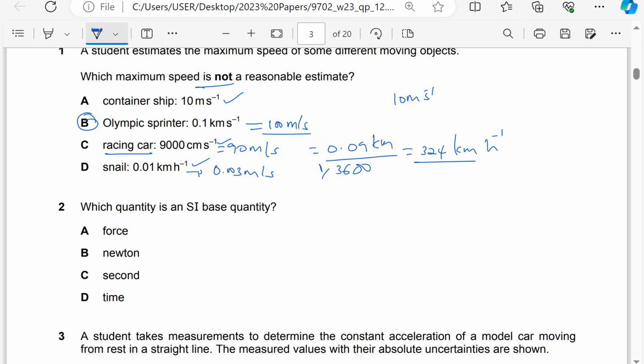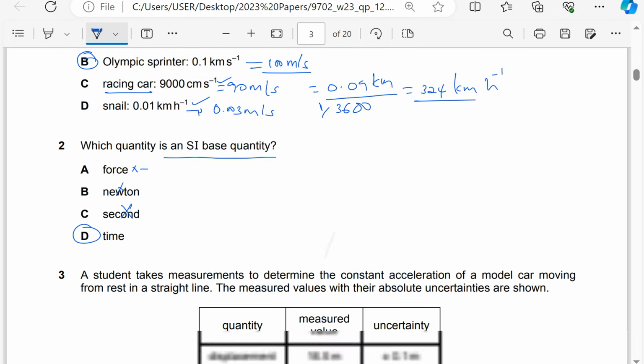Which quantity is an SI base quantity? So this one is not, because it is derived from mass and acceleration. This is a unit, so that is not a quantity. This is a unit, not a quantity. So the answer is D.